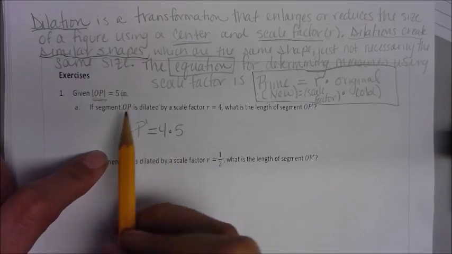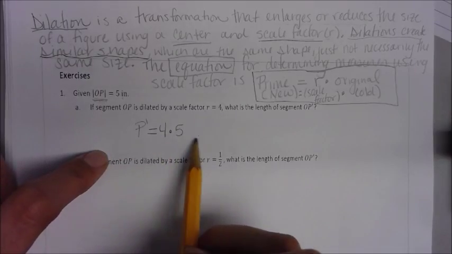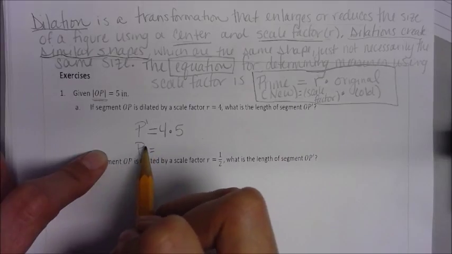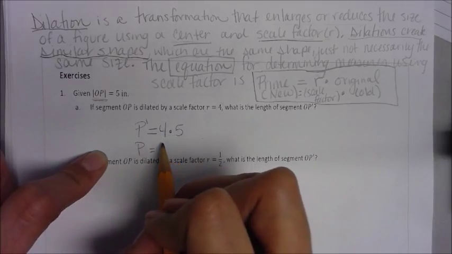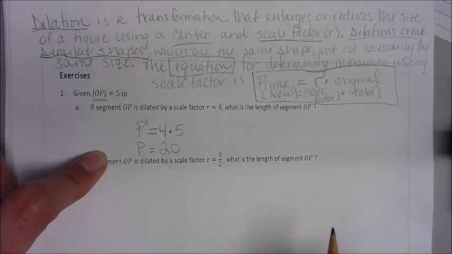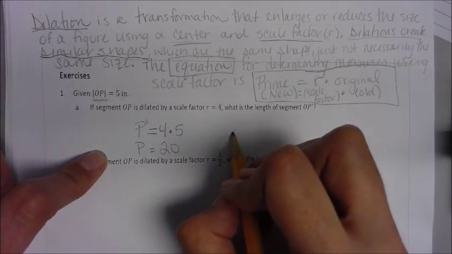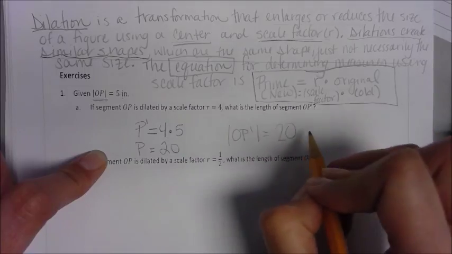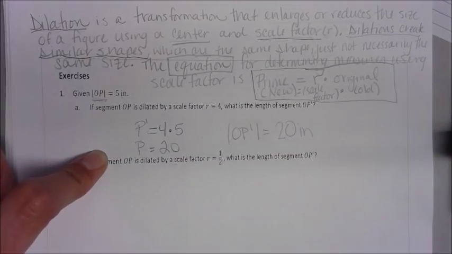So to find this, I just go through and I simplify what this says. OP prime, this new measurement, is going to be 4 times 5, which is 20. So the length of segment OP prime is equal to 20 inches. We want to make sure and put our label there.